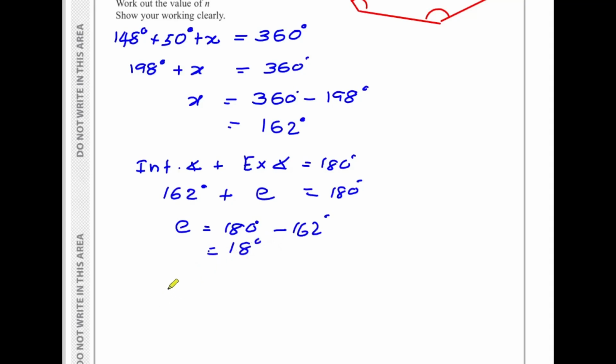Then I can get n, the number of sides. We have the formula 360 degrees divided by the exterior angle, which gives 20. Then there are 20 sides.